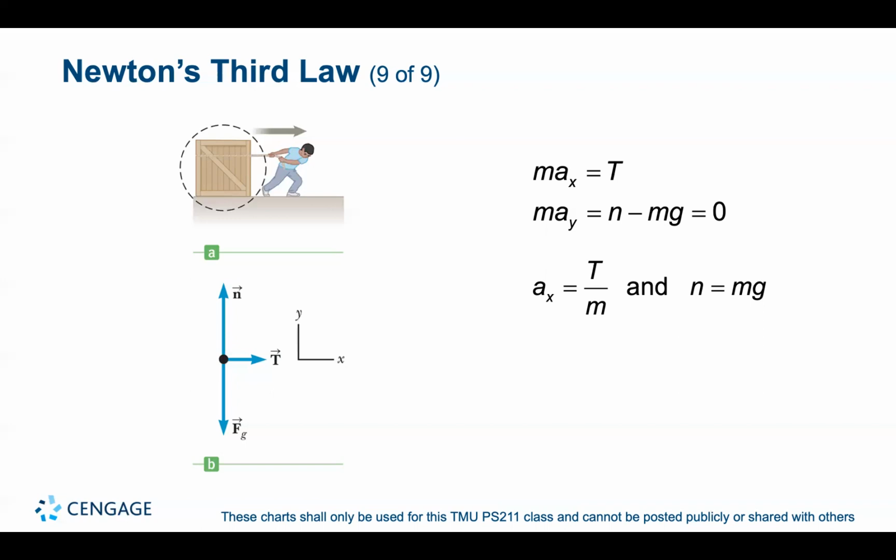Now let's apply Newton's second law to the crate, first by choosing an appropriate coordinate system. In this case, it's convenient to use the one shown in the figure with the x-axis horizontal and the y-axis vertical. We can apply Newton's second law in the x direction, y direction, or both, depending on what we're asked to find in the problem. The results are shown here. From these equations, we find that the acceleration in the x direction is constant, T over m, and that the normal force is given by n equals mg. Because the acceleration is constant, we can use the equations of kinematics as needed.